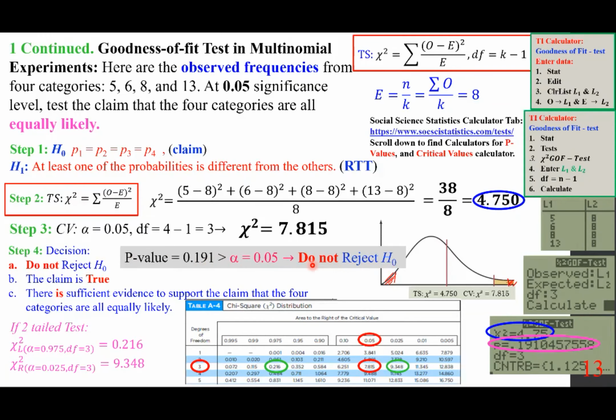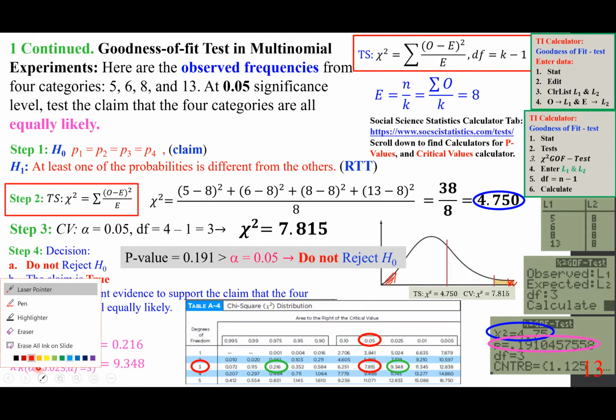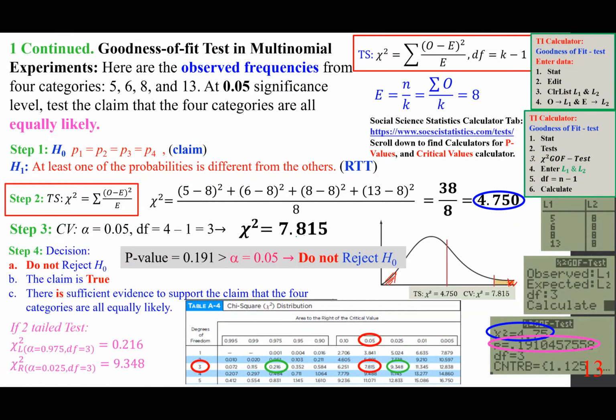Fail to reject H0 or don't reject H0. By the way, fail to reject is normally a better way to write that in case. So you can write fail to reject instead of don't.